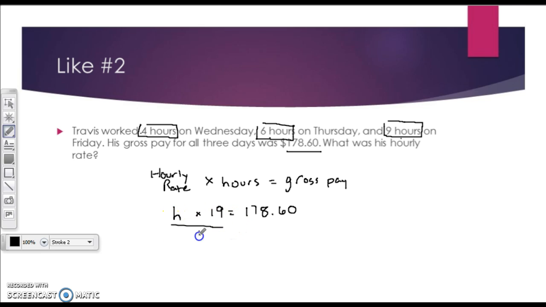Now, my job is to get H, or the hourly rate, by itself. So I'm going to divide both sides by 19, because that's how many hours he worked. And that'll tell me his hourly rate, and I'm putting this in my calculator: 178.60 divided by 19 hours tells me that it was 9.4. But I need to make that look like money. So I'm going to change that into $9.40. Hope that helps.